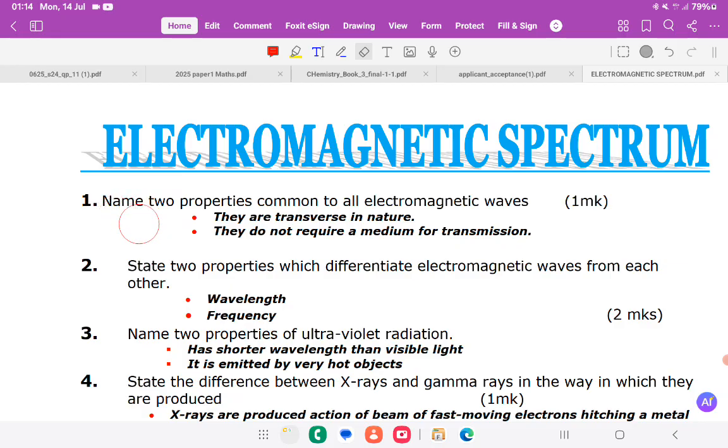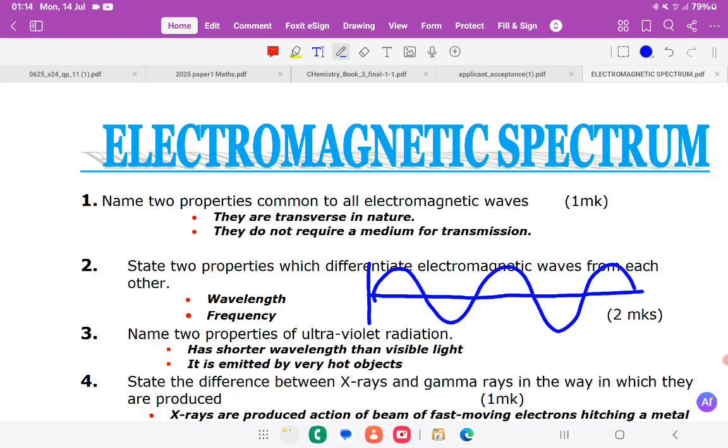The first question is saying, name two properties common to all electromagnetic waves. So first you should recall that electromagnetic waves are transverse in nature. Transverse means that they are characterized by what we call troughs and crests. By definition, transverse waves are those waves in which particles vibrate in a direction that is perpendicular to the direction of travel of the wave.